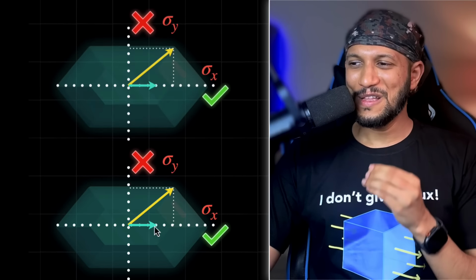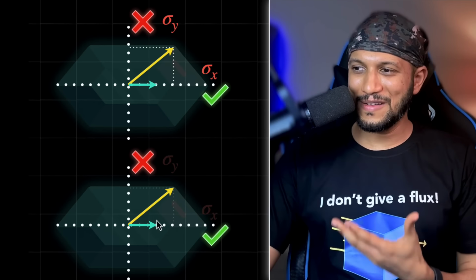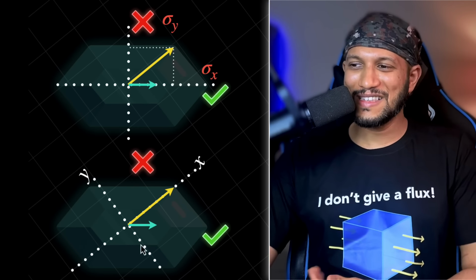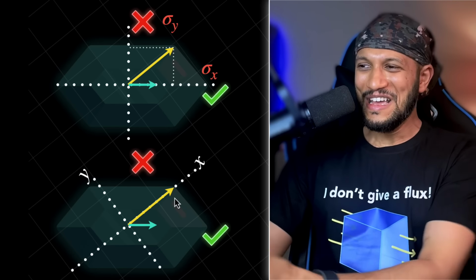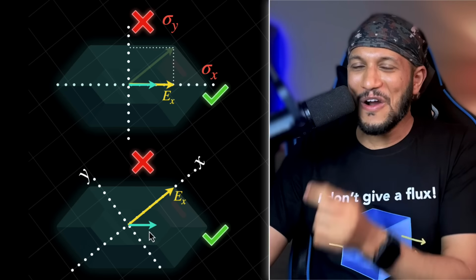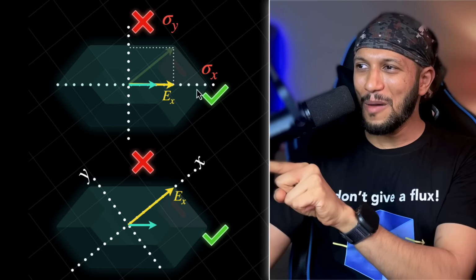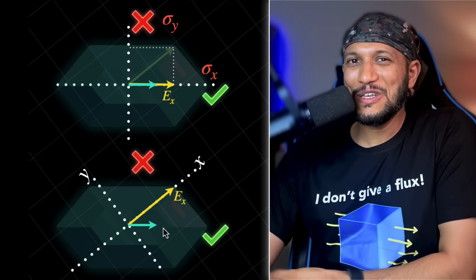So let's rotate this coordinate axis and align it with some arbitrary direction. Let's align it with this electric field direction itself. So this is our x and this is our y. And Feynman says, look, Mahesh, look. Now, even though the electric field is along the x-axis, the current density is not aligned.